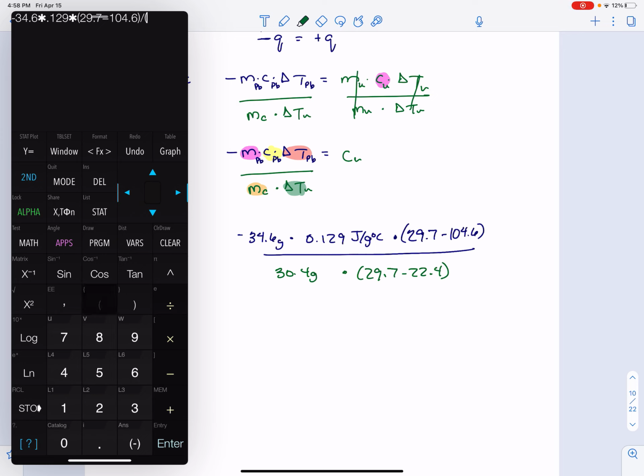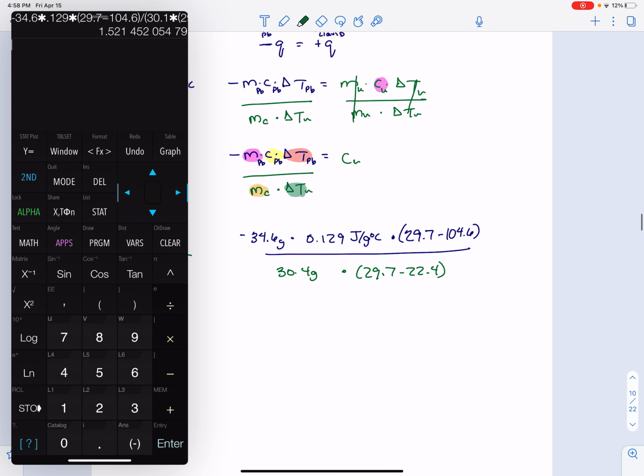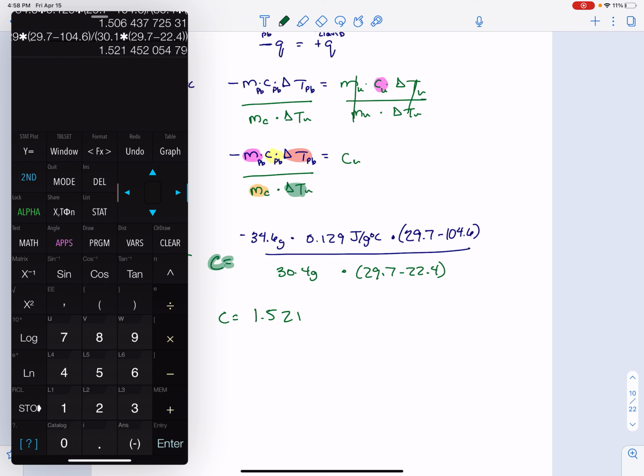Divided by. Now, if you want it like this, and you want it to say multiplying on the bottom, you need a parentheses there. Times parentheses 29.7 minus 22.4. So you can do it like that. I'll close my parentheses. And you get this number, .521. And hang on a second because I'm going to put something else in there. But 1.5, I'm going to make sure I got all my numbers in correctly. Okay, so that's one way to put it in.